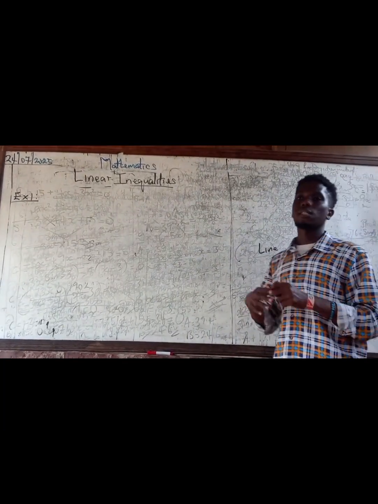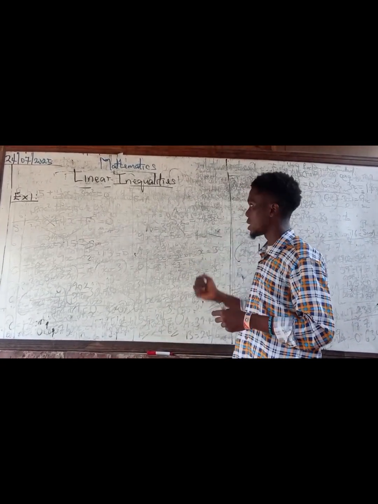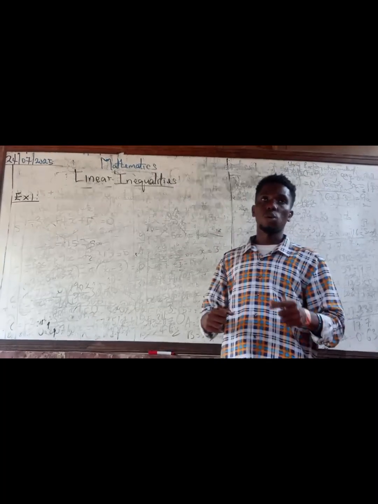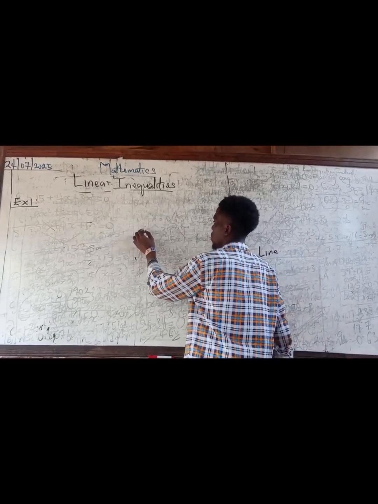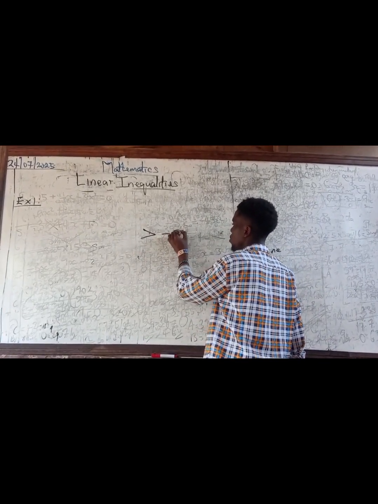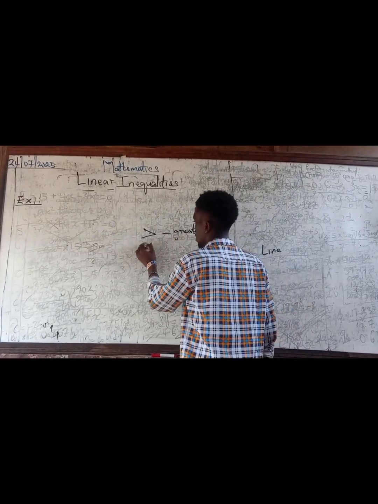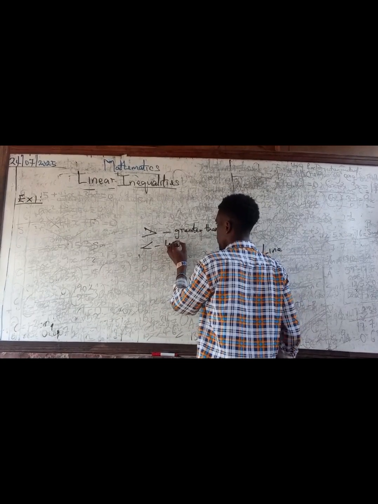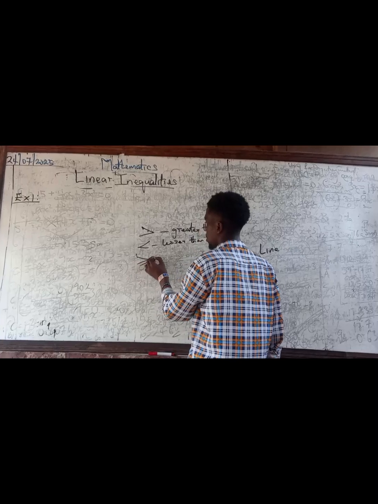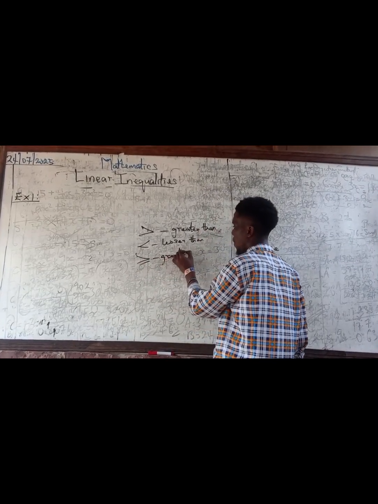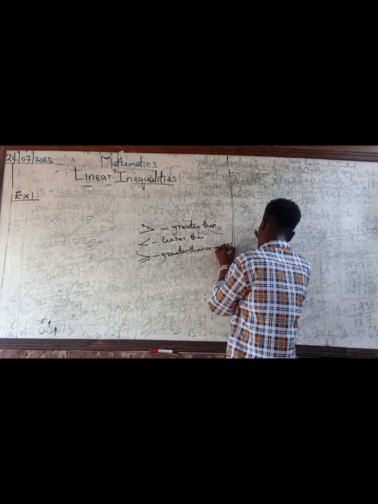Now, when studying inequalities, we have different signs, right? We have the greater than, we have the less than, greater than or equal to, less than or equal to. Let me just put some of them down so you can actually see for yourself. So we have this is greater than, this is less than, this is greater than or equal to. I'm sure most of us are familiar with all this.